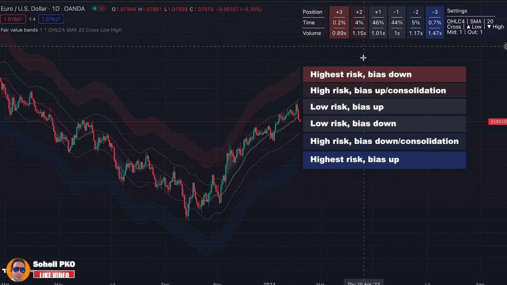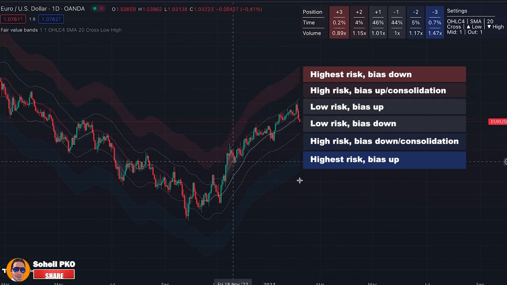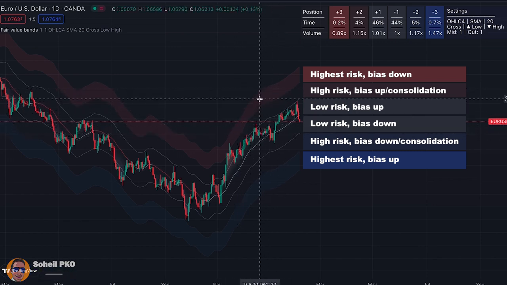Based on this table, we can conclude that when the price is outside fair value, it's a rare event, especially when it's in the highest risk area. And the more that the price is outside the fair value, the more volume we see, which shows abnormal behavior when the price is outside its fair value.